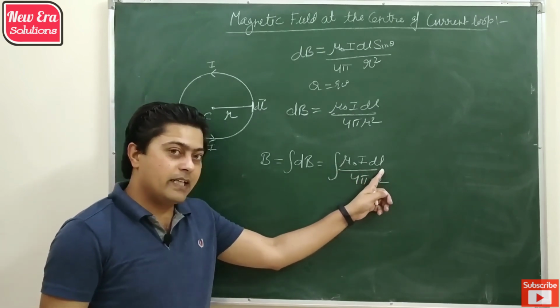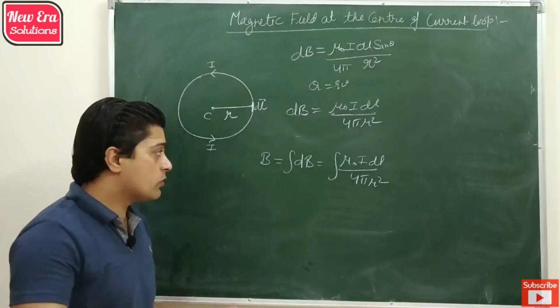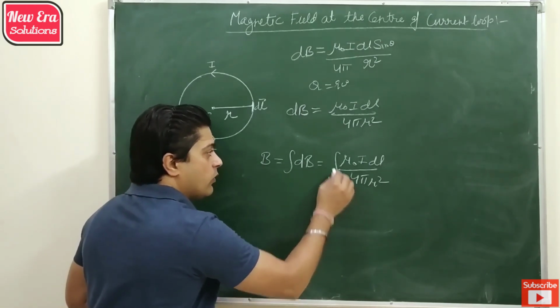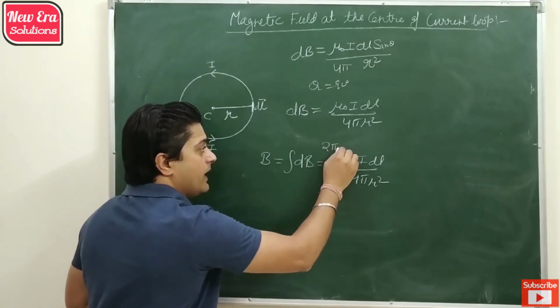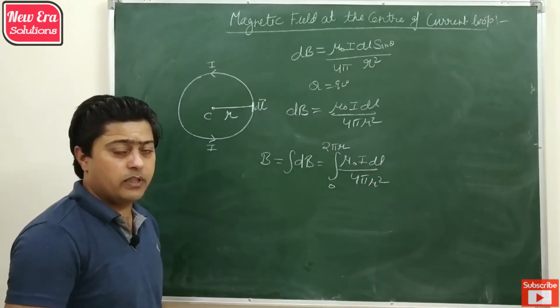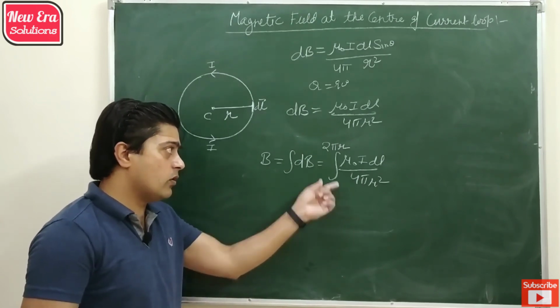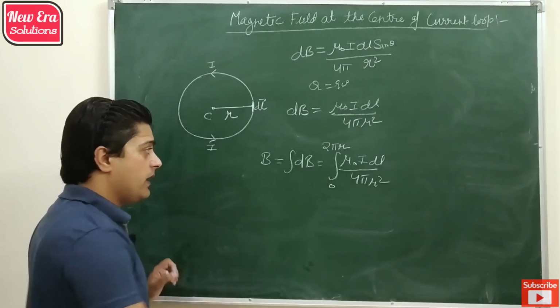We have to integrate dl, the small length of the loop, so it can be integrated from 0 to the complete circumference, which is 2 pi r, because the minimum circumference is 0 and the maximum is 2 pi r. So the lower limit is 0 and the maximum length is 2 pi r.